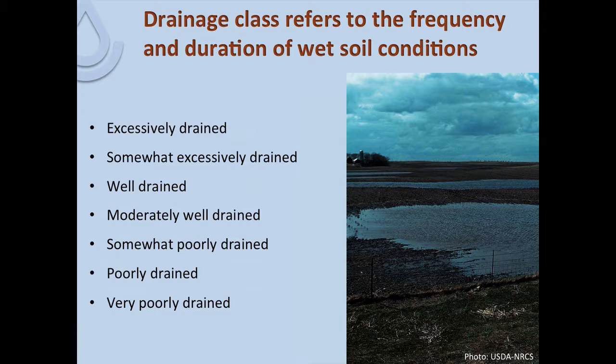And then as we lump several of the soil properties together that are important from a drainage aspect, we come up with what NRCS defines as the drainage class, which is just a reference to the frequency and duration of wet soil conditions and soil conditions that are such that they will hamper crop growth. And so we go from excessively drained or well-drained soils down to poorly drained or very poorly drained soils.